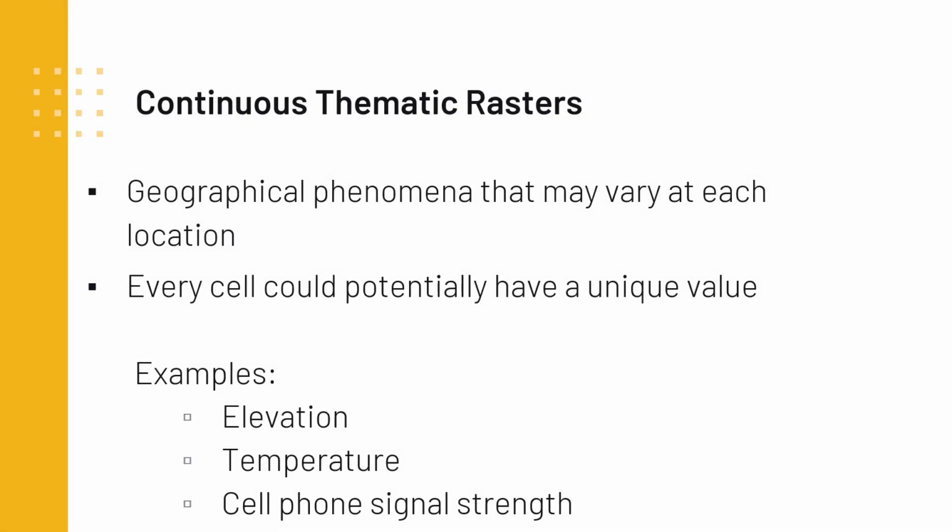The second type of thematic rasters is continuous thematic rasters. So again, this is geographical phenomena that could vary at every single location on the map. Every cell, therefore, could potentially have a unique value. Some examples of data that's mapped as rasters like this could be elevation, temperature, cell phone signal strength, to name a few.